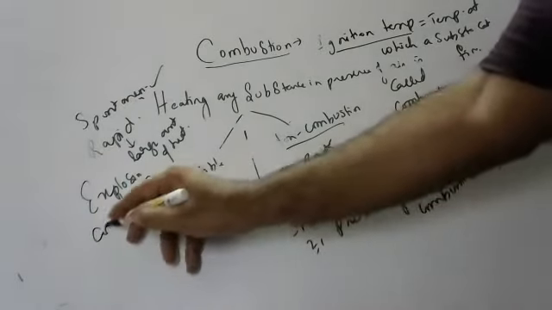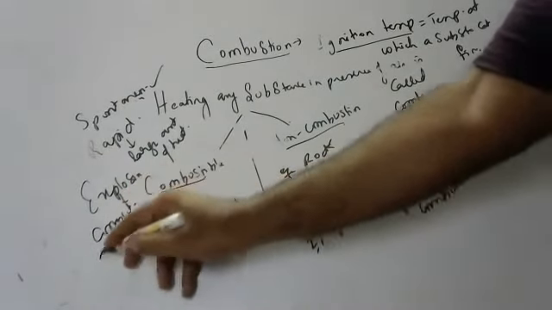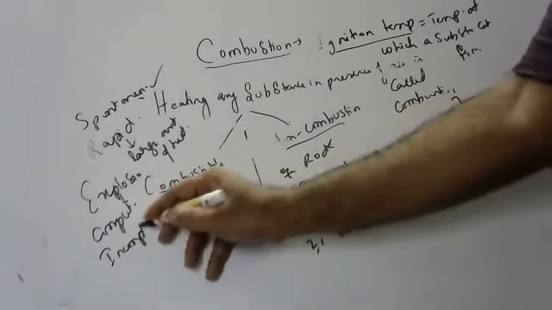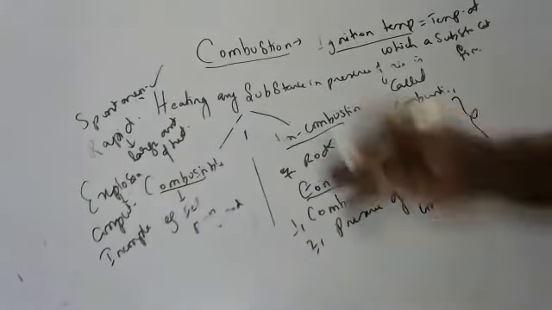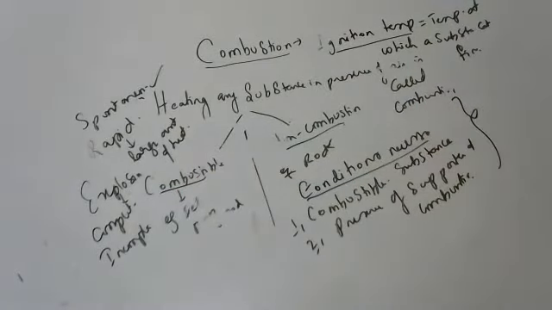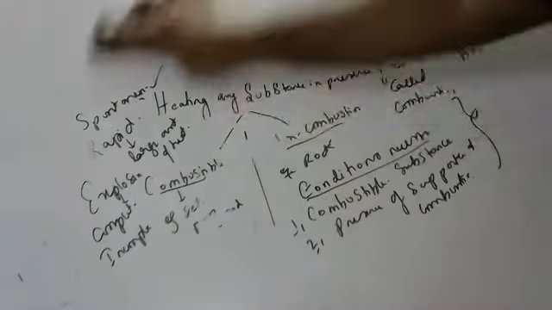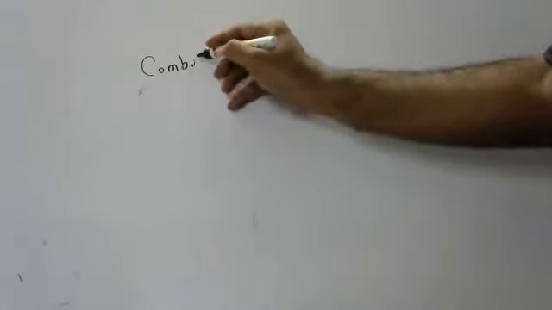And complete and incomplete combustion also exist, children. Complete means they undergo complete combustion, and incomplete means partial combustion. This is about combustion. So let me summarize what I told you, children. First, what is combustion?